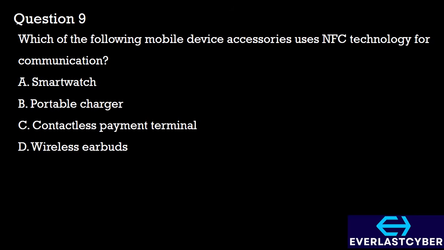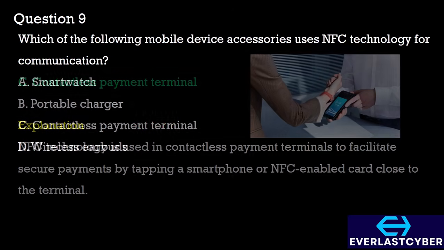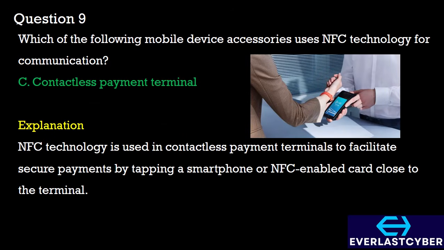Question 9. Which of the following mobile device accessories uses NFC technology for communication? A. Smartwatch. B. Portable charger. C. Contactless payment terminal. D. Wireless earbuds. For this, we'll be going with option C. NFC technology is used in contactless payment terminals to facilitate secure payments by tapping a smartphone or NFC-enabled card close to the terminal. Smartwatches can also use NFC for payments. However, the terminal itself is the device that uses NFC in this scenario.